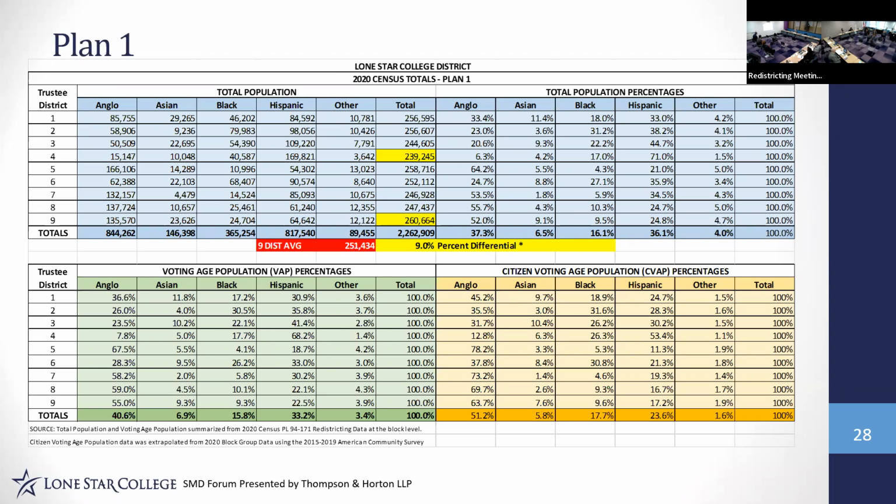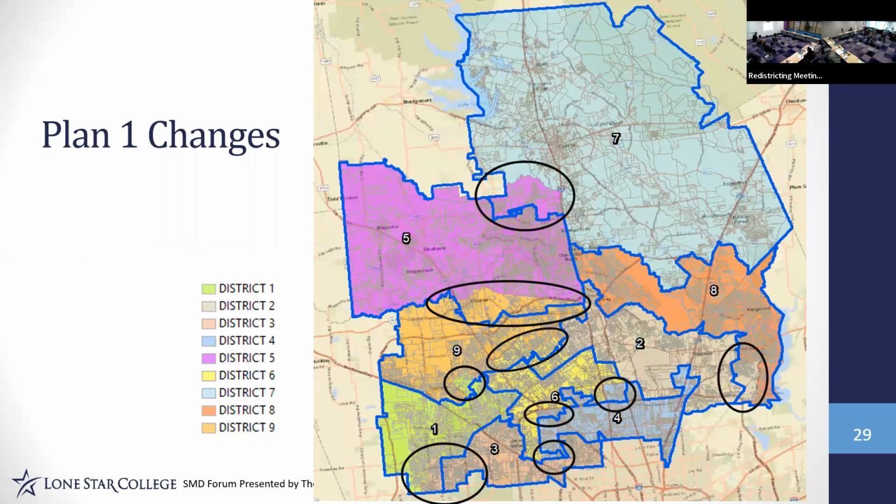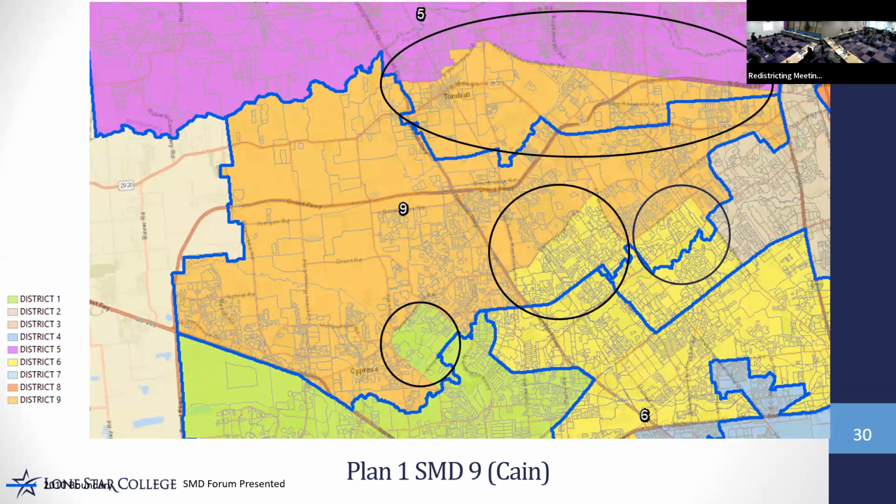Next slide, please. This slide is just pointing out where we made changes. These black circles represent areas where there were changes. And you can see that there are significant changes. We had to move population from the north to the south. Now we're just going to focus on District 9, I believe, tonight, because that's where our public forum is. If we want to go to that next slide, we'll talk about some of these moves in District 9.